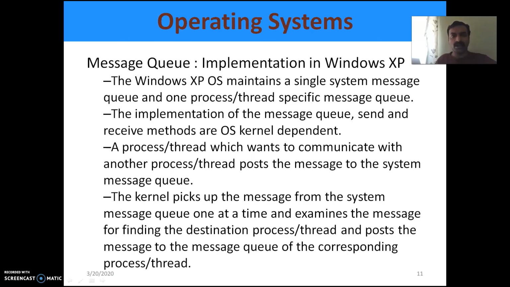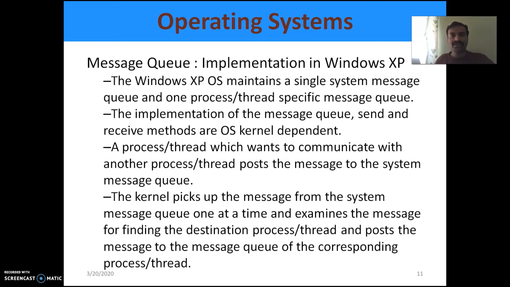Next we will see how it is implemented in 3 different operating systems. We will see how message queues are implemented in the Windows operating system, in VxWorks, and in a real-time operating system. Let's go into Windows XP. So in Windows XP, we can find that there's a system message queue. It's a common facility, and there is a message queue specific to each thread.